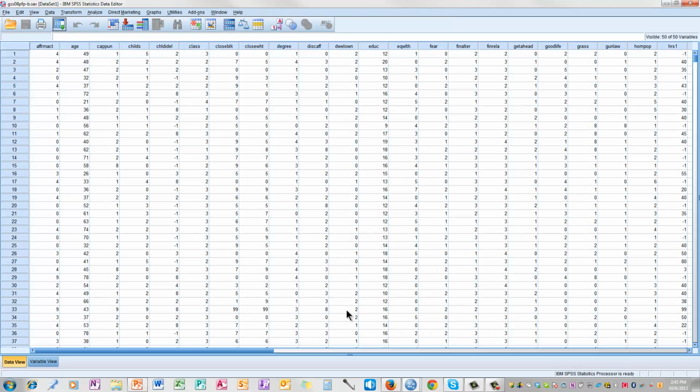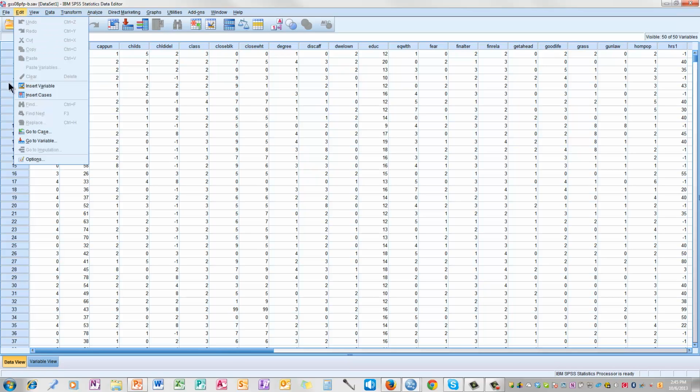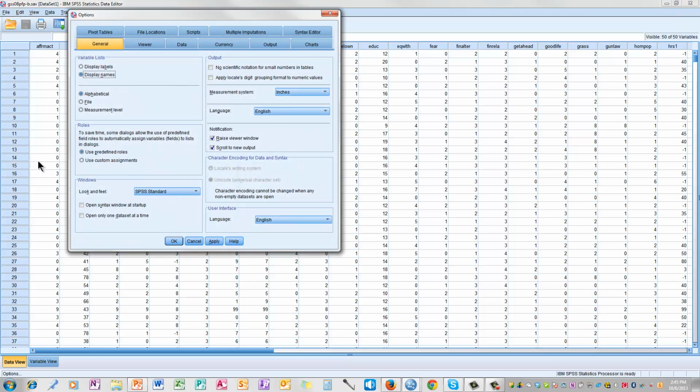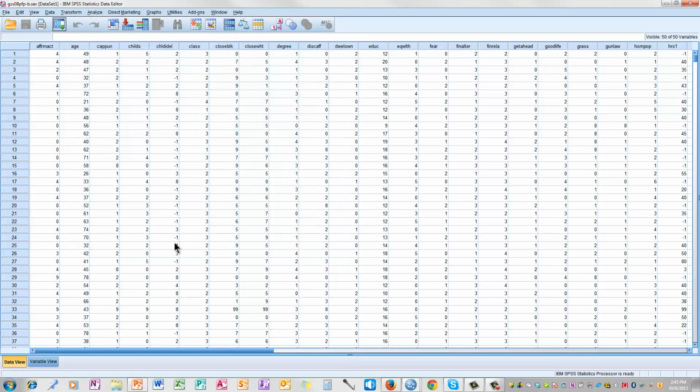And we're almost ready to go. Remember, we always want to preset how SPSS streams in the data by going to Edit, Options, and we want to have the data displayed alphabetically and by the mnemonic, in terms of our options. And then we're ready to go.